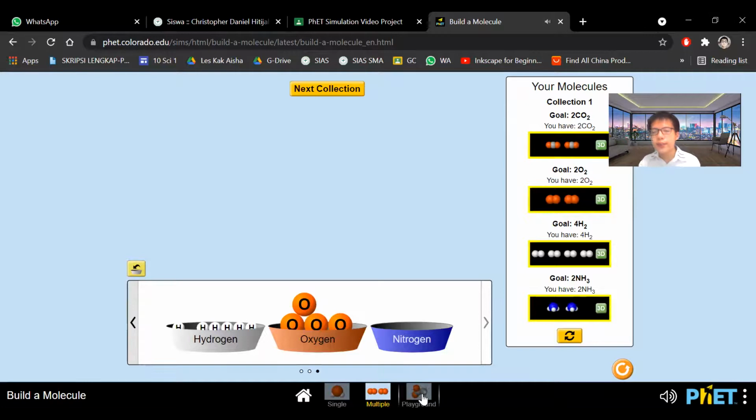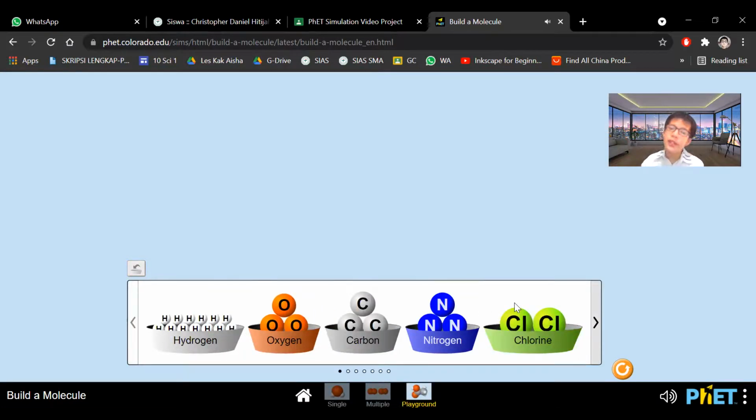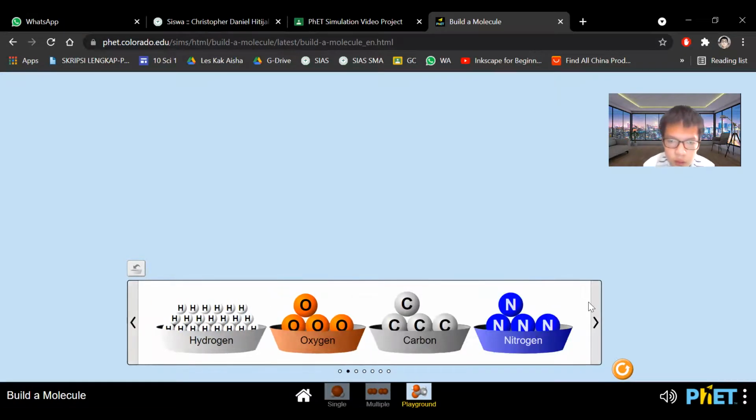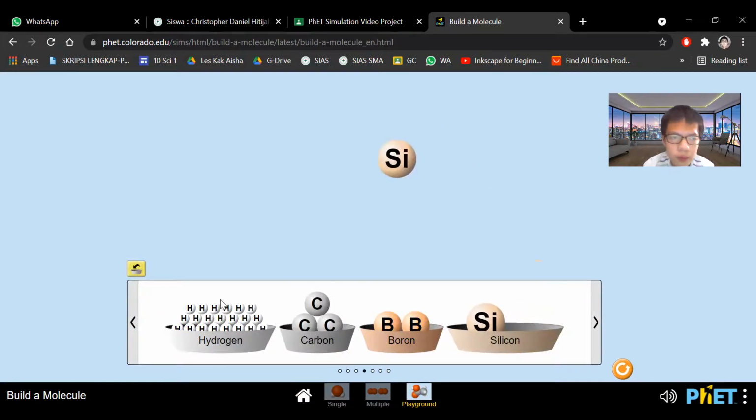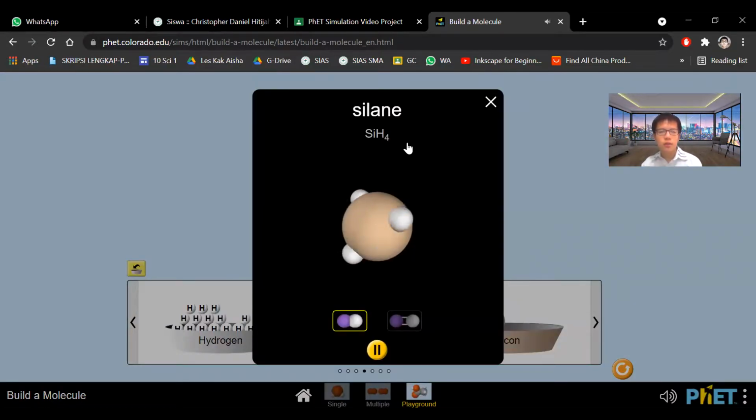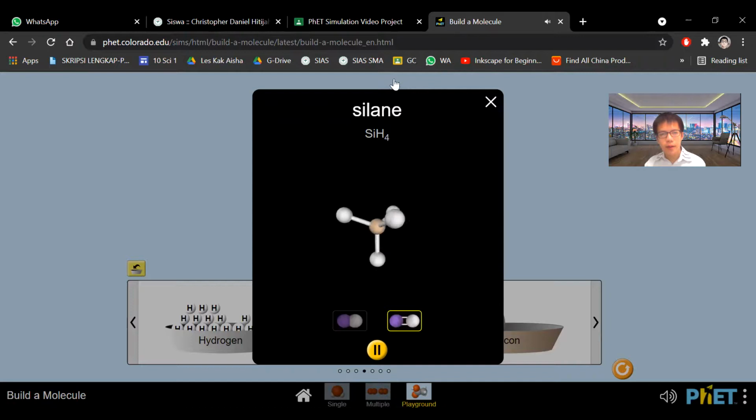So we click the playground feature. In this feature, we can explore more about molecules and atoms. For example, we take silicon atoms and combine them with hydrogen. It becomes silane, and we see the 3D structure. The silicon atom is the center, and around the silicon there are 4 hydrogens, and this is the bonding.